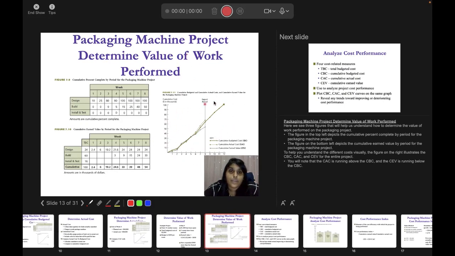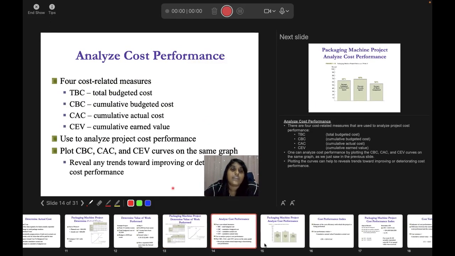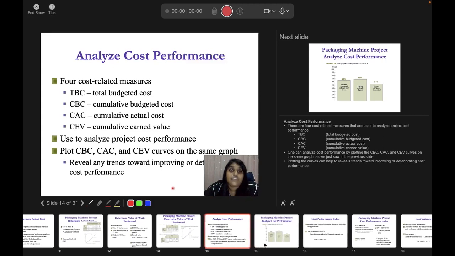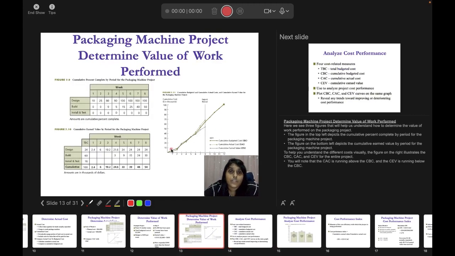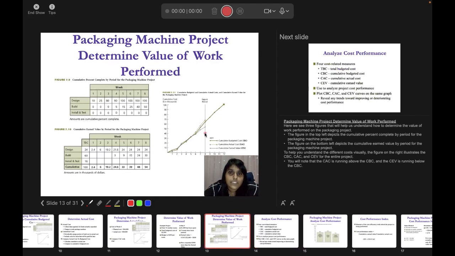Okay, when you are plotting all of this in the same graph, it is easy for you to see the actual data. It is easier for you to see the trend. Is it going over the budget, is it going under the budget? If you have budgeted cost, earned value and actual cost, you can see how much it is going above it, how much it is going under it, right?